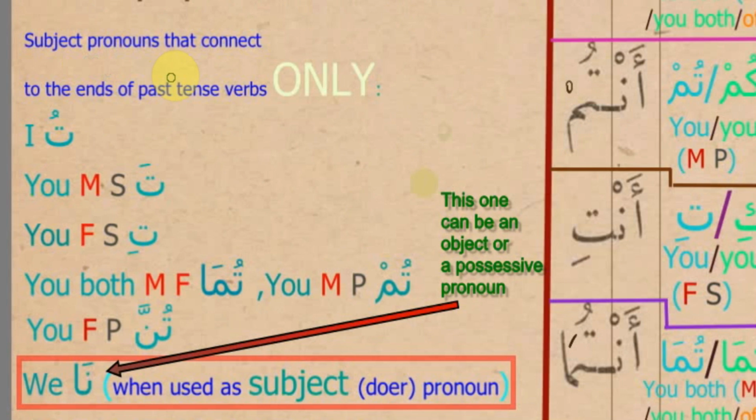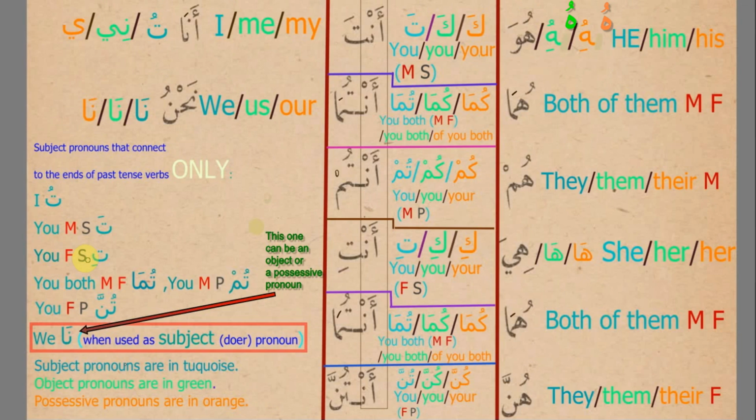Subject pronouns that connect to the ends of past tense verbs only: تو، ت، تی، تم، تما، تن. Again, تو، ت، تی، تم، تما، تن. P for plural, S for singular, in the black color here.